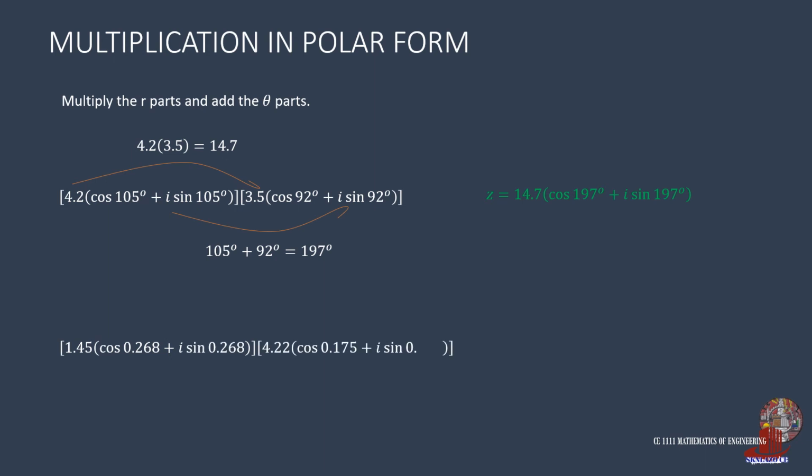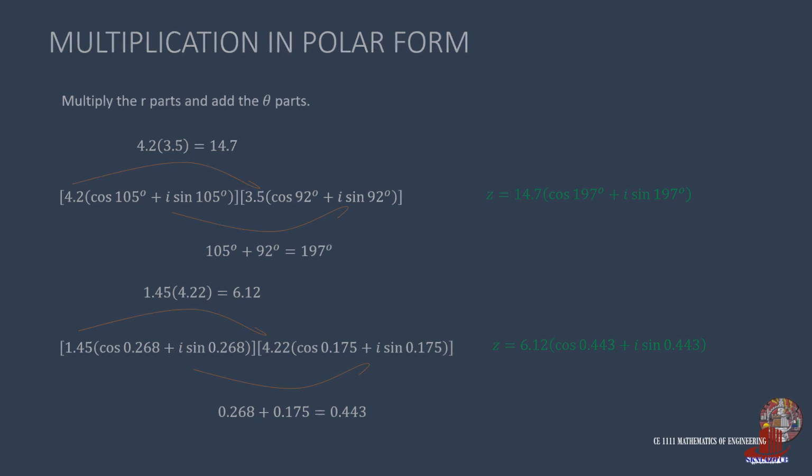Another example is set as 1.45 cosine of 0.268 plus i sine of 0.268 with another complex number, 4.22 cosine of 0.175 plus i sine of 0.175. Without any units of theta, this would imply that theta is in radians. Multiply the r's 1.45 and 4.22, then add the thetas 0.268 and 0.175. So the resulting z in polar form is 6.12 cosine of 0.443 plus i sine of 0.443.